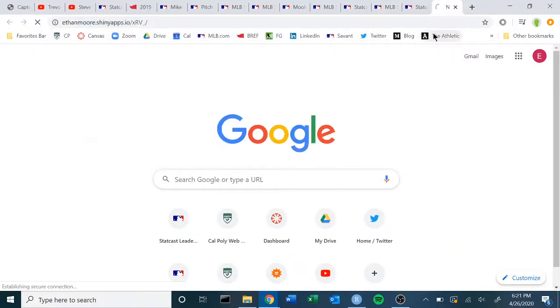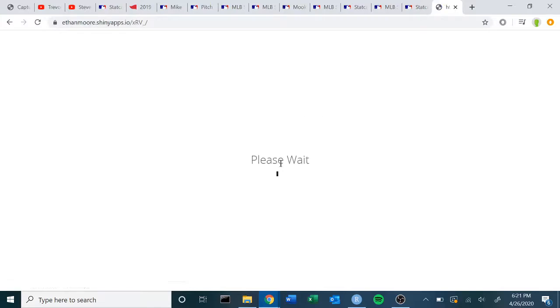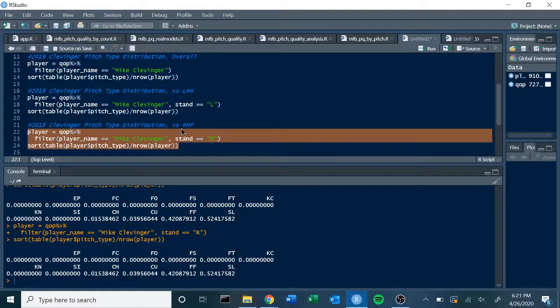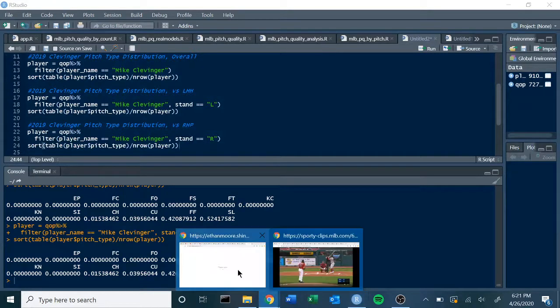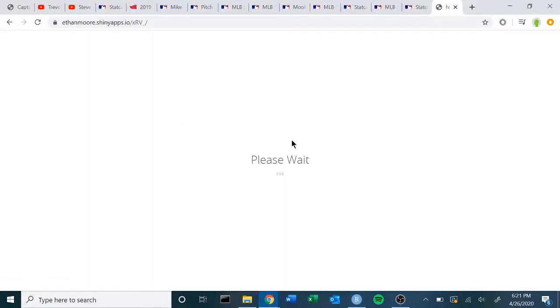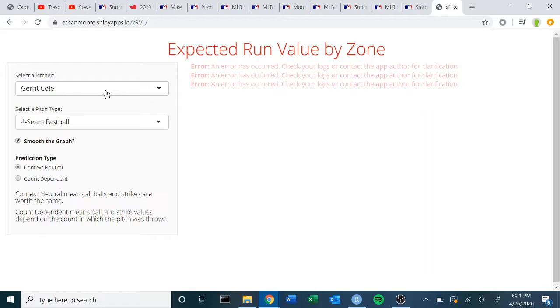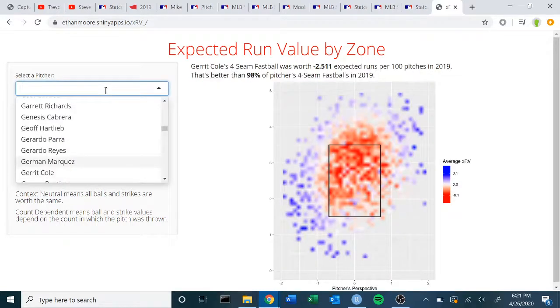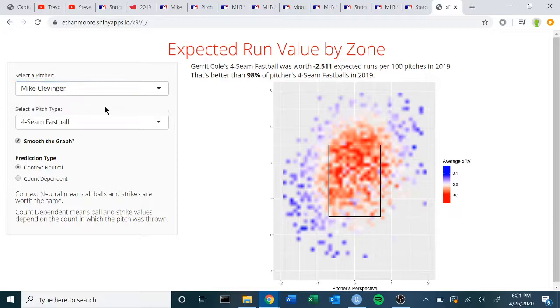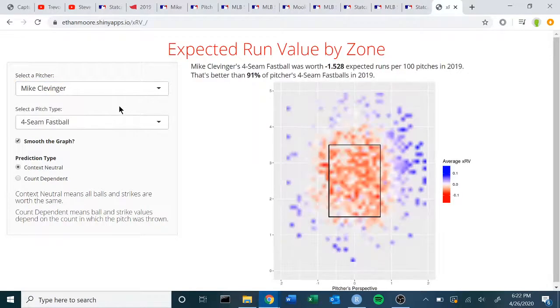Real quick, I should have done this already, but I'm going to pull up my Shiny app where I visualized my expected run value predictions for pitchers in 2019, using the same 2019 data that I am dealing with here in R. This would be great if it came up quickly. What I'm going to attempt to show here is where Clevenger had the most predicted success with his fastball and with his slider in 2019. So let's pull him up right here. This is not an advertisement, but it kind of is.